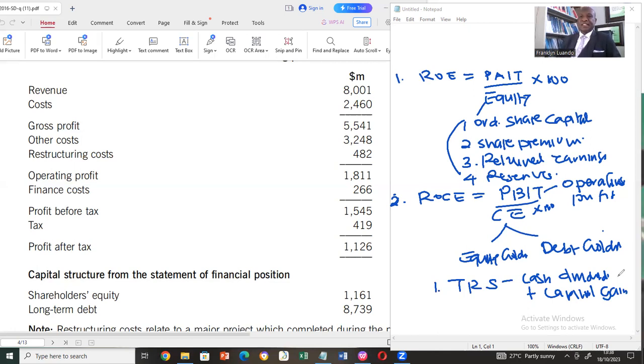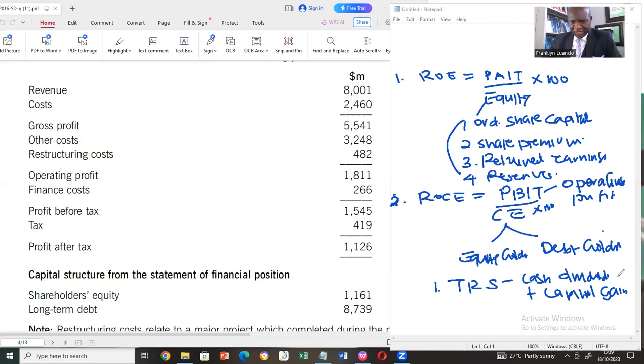Cash dividends, that is based on cash. Capital gains will arise when the shareholders sell their shares. And at that time, the market price per share normally will be higher than the amount they spent to acquire the shares. Therefore, there will be capital gains. So both of them will maximize the shareholders' wealth because they are in cash.